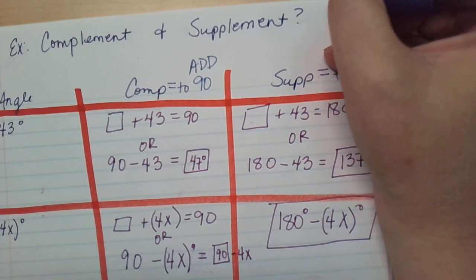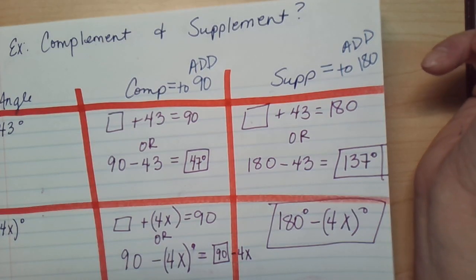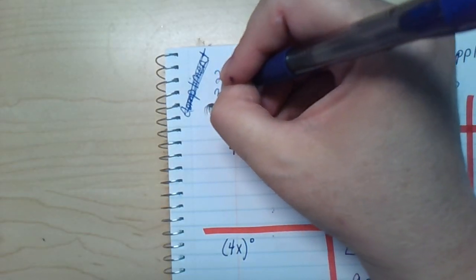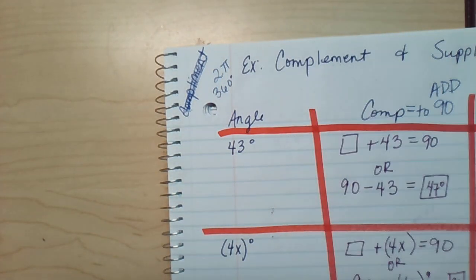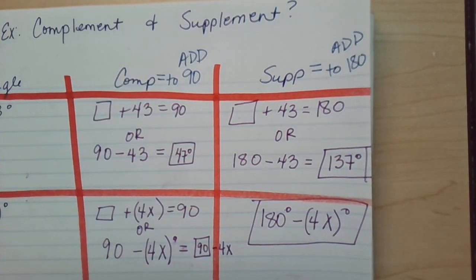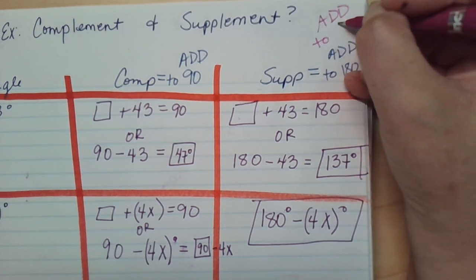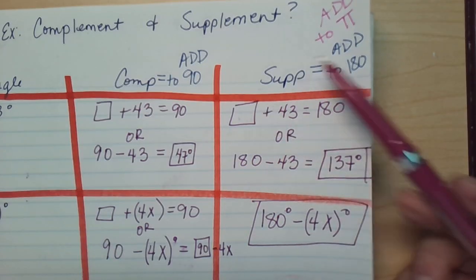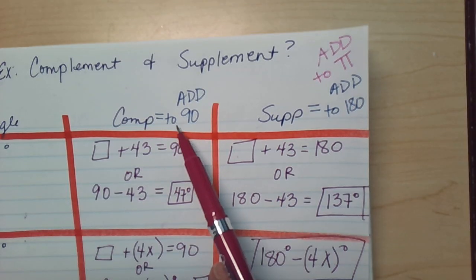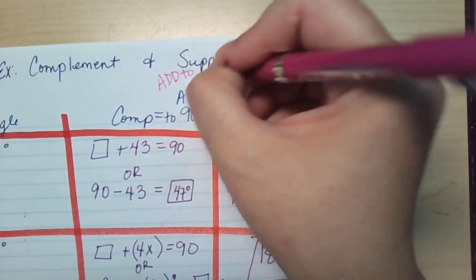Let's see. Earlier, remember back in the day, we said 2 pi was 360 degrees. Okay. So what's 1 pi? 1 pi is 180. So that's the thing we need to add to for this supplementary: we need to not add to 180, but just to pi. Okay. Well, if 180 is pi, what's 90? It's half a pi. So for this one we have to add to pi over 2.